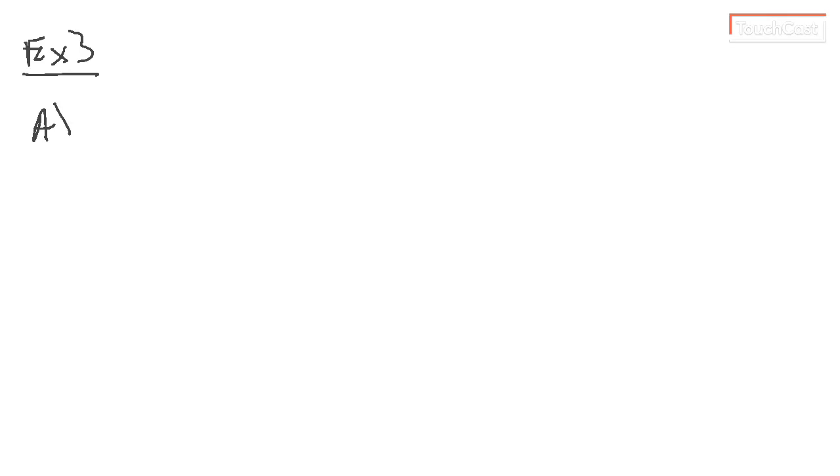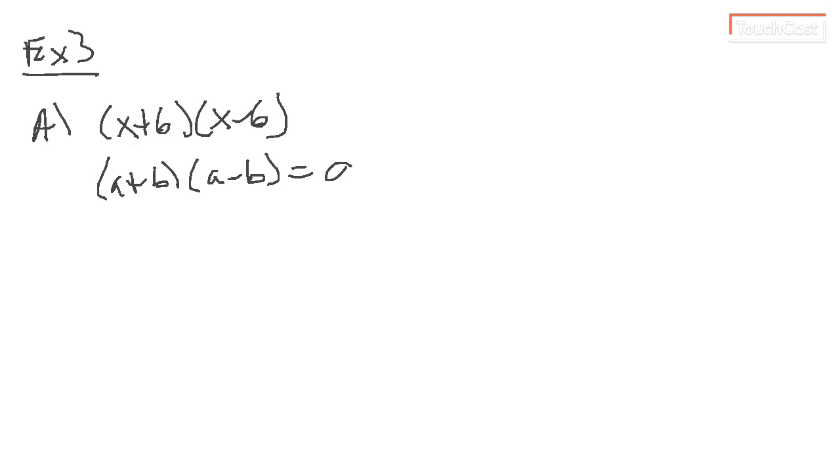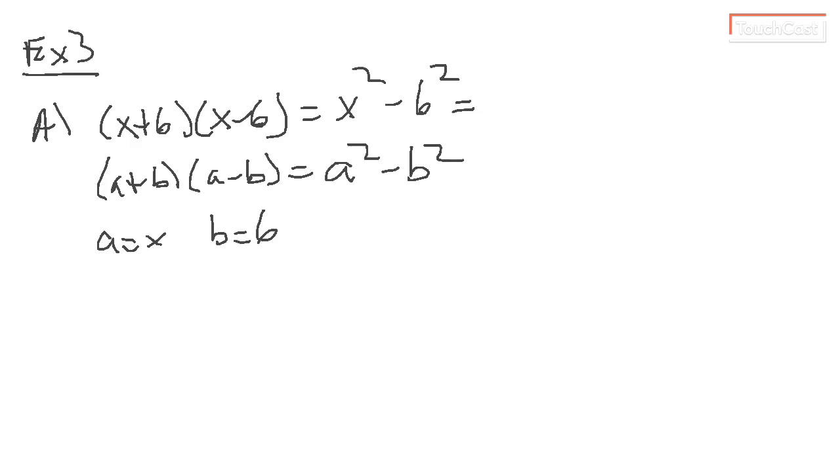Our first one is going to be take x plus 6 and multiply it by x minus 6. So we're going to utilize the formula we just looked at. We've got a plus b times a minus b, and it's going to equal a squared minus b squared. In this case, a is x, b is 6. So we can write this as x squared minus 6 squared. Well, x squared is just going to be x squared. 6 squared is going to be 36. So our answer is x squared minus 36.